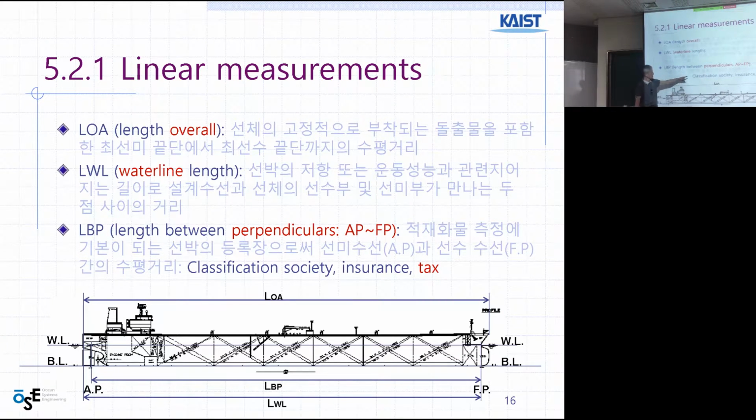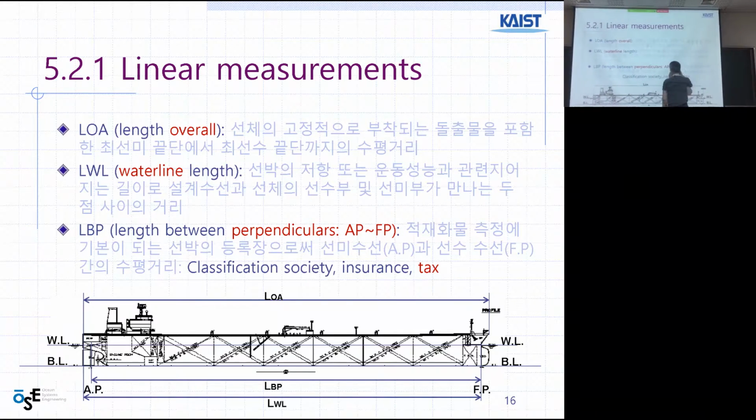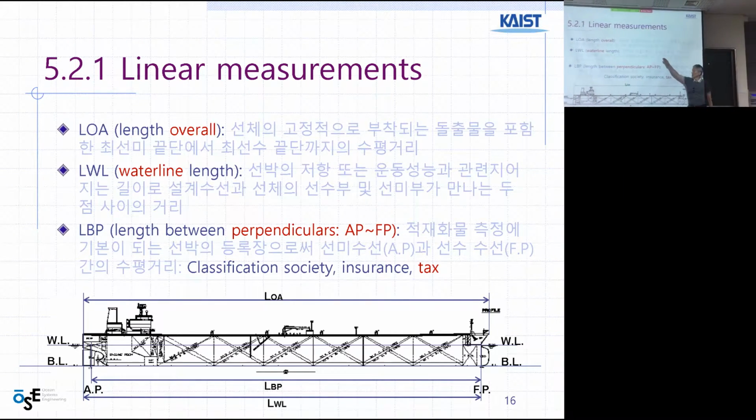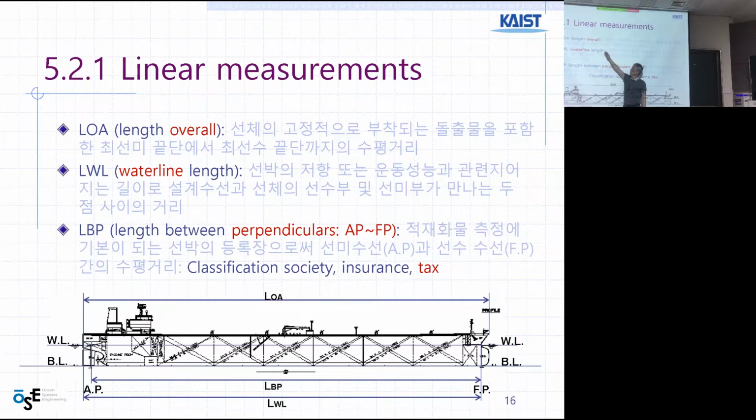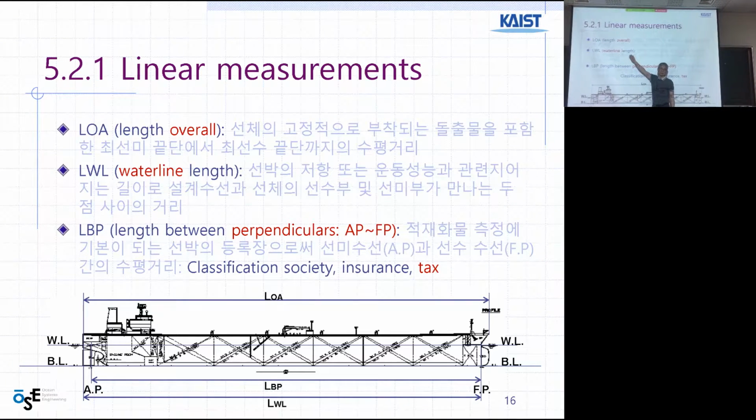That's why the classification society, and insurance and tax, are based on this length. But this other one is important for hydrodynamics, motion, resistance, propeller, something like that. Hydrodynamics, water is related, motion is related. But this one is for construction and structure.